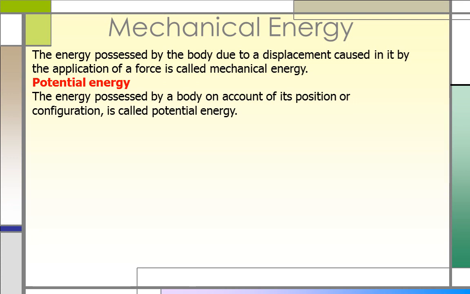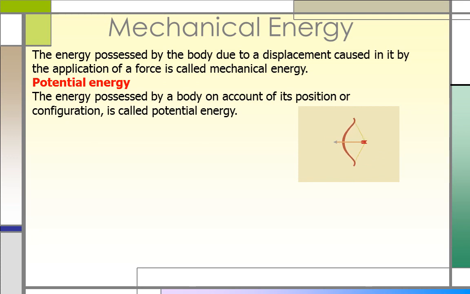Okay. So, potential energy is the energy possessed by a body on account of its position or configuration, and this energy is called the potential energy. For example, consider a bow and arrow and pull the string along with the arrow in the backward direction by applying some force. So, in doing so, we can change the configuration, that means the shape of the bow. Okay. So, the energy is used up in changing the shape of the bow, and it is stored in the bow in the form of potential energy.